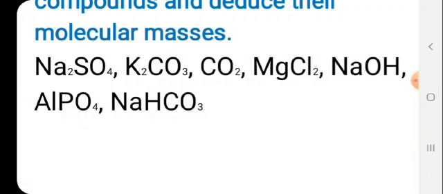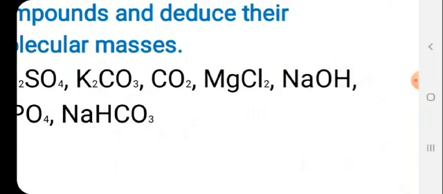Third compound is CO2, carbon dioxide. Fourth one is MgCl2, magnesium chloride. Fifth one is NaOH, sodium hydroxide. Sixth one is AlPO4, aluminium phosphate. And last one is NaHCO3, sodium hydrogen carbonate or sodium bicarbonate. Now we will calculate molecular masses of all these compounds in next slide.